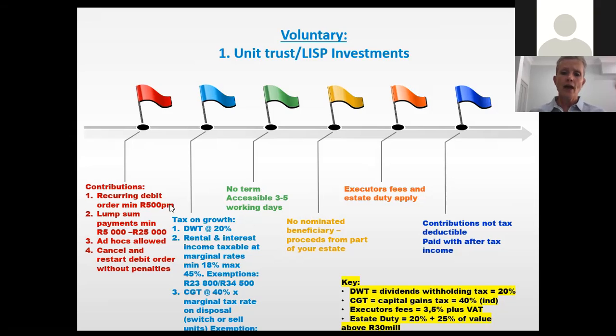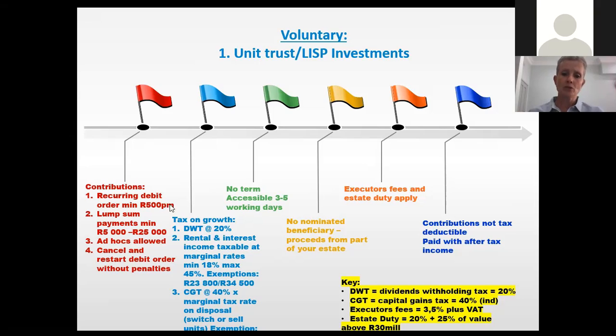The orange flag is the executor's fees and estate duty applicable. So obviously in this instance, because it becomes part of your estate, it then definitely does attract executor's fees, and estate duty would also be applicable, unless you are specifying that it goes directly to your spouse, which would be a section 4Q deduction, but both of those fees would apply. The last, the dark blue flag, would be the tax deductibility of the contributions. So the contributions are not tax deductible. You're paying with your after-tax money into both of these products.